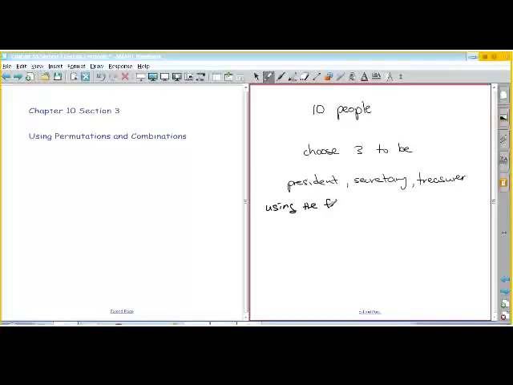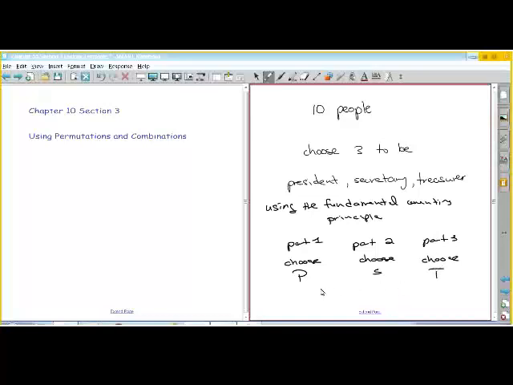So I'll say using the fundamental counting principle, you would say part 1, choose president. Part 2, choose secretary. Part 3, choose treasurer.